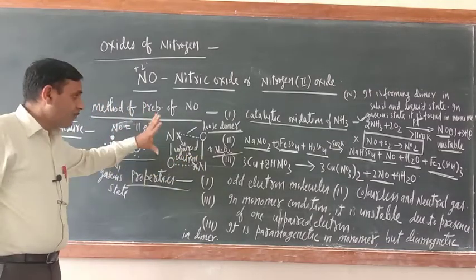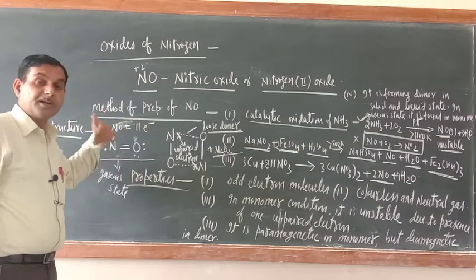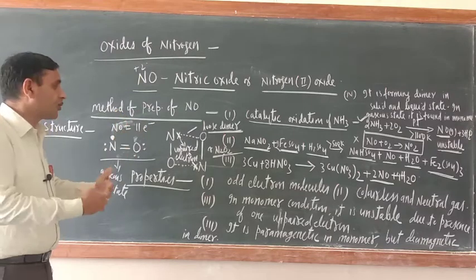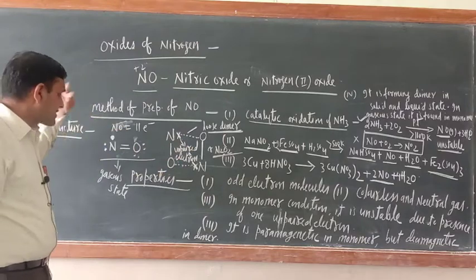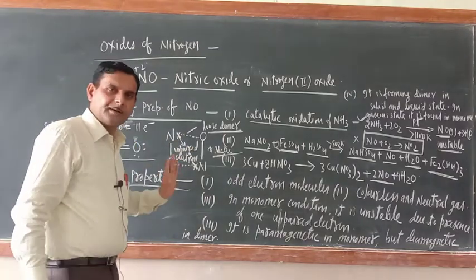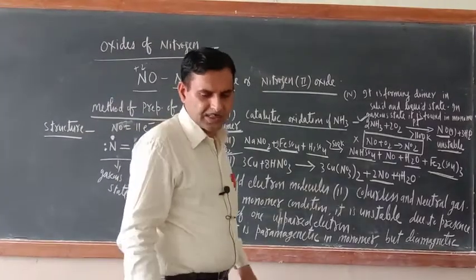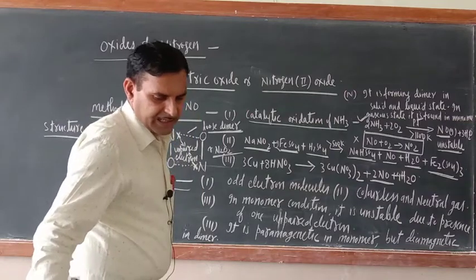Once the dimer is formed, it will become diamagnetic. It is forming the dimer to get stability, because those two electrons are forming the dimer now. Now they are stabilized. So you have got the dimeric structure of N2O2 also. As far as the complete structure is concerned, we'll tell you.